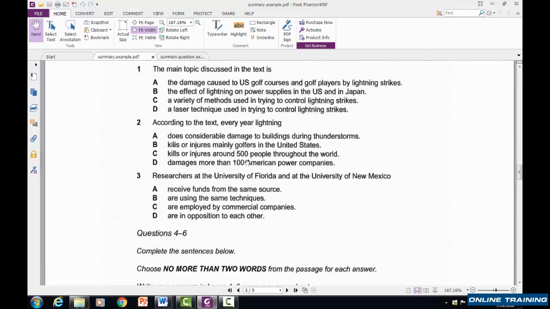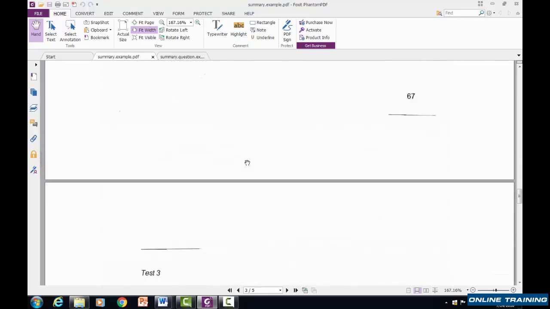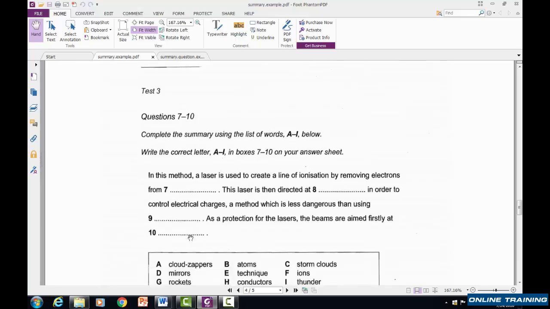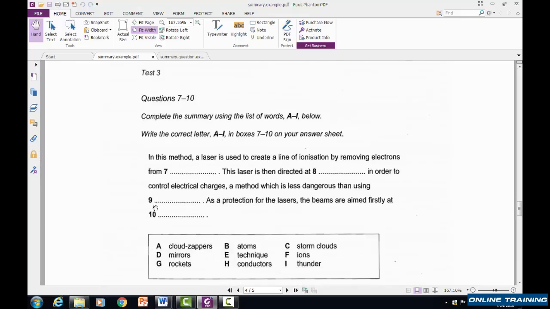So the answer for number 9 is rockets. Wow, that is really cruel what the IELTS people are doing there. But I told you that it's possible that information can come from different paragraphs. And they took information from two different parts and combined it together. So that means the answer for number 9 would be G.